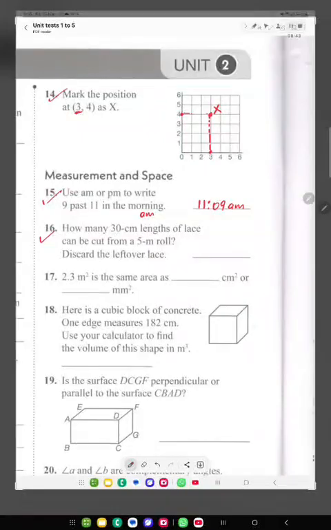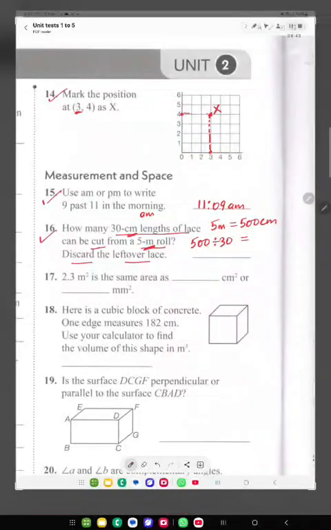Okay, then question 16. How many 30 centimeter lengths of lace can be cut from a 5-meter roll? So a 5-meter roll is big, right? Discard the leftover. Whenever I'm dividing or doing any operation, plus, minus, multiply, I should have the same unit. Here it's meters, here it's centimeters. Doesn't make sense. So I'll first convert 5 meters to 500 centimeters. And then cutting means dividing, like I have to make parts of it. So you can just do 500 centimeters divided by 30 centimeters.